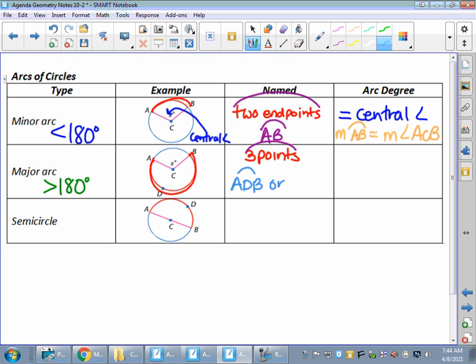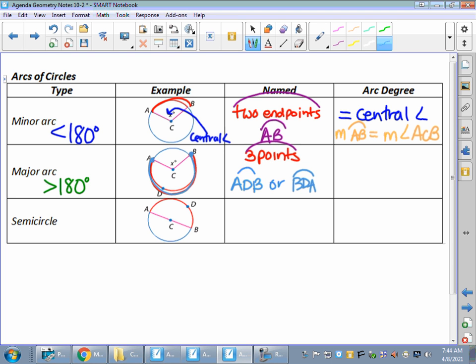Or I could name it the other way around, BDA. So it doesn't matter in which order, as long as your endpoints are the end and the direction. So if I don't have a third point in there, that means it's a minor arc. I always go the short way unless it tells me to take the long way around the circle. Start at A, go through D, and stop at B.